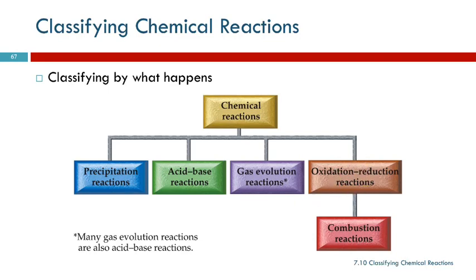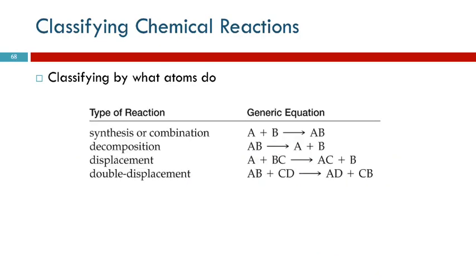And then we've got the oxidation reduction reactions where electrons are being transferred. We recognize these as anything reacting with elemental oxygen, a metal with a nonmetal, or some evidence of electrons being transferred. Combustion reactions are a subcategory of that. Those are the things reacting with oxygen. So that's one way to categorize or classify chemical reactions. The other is by looking at what the atoms are doing.